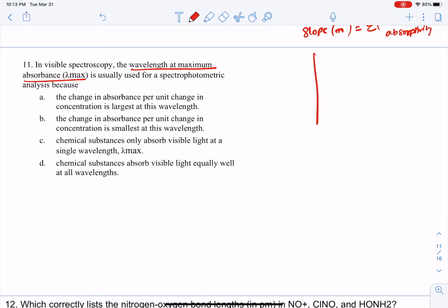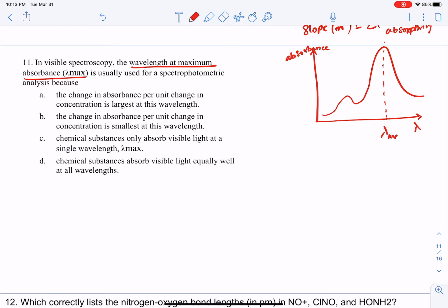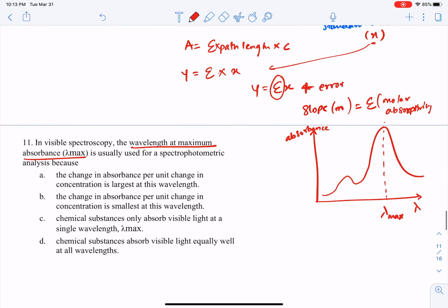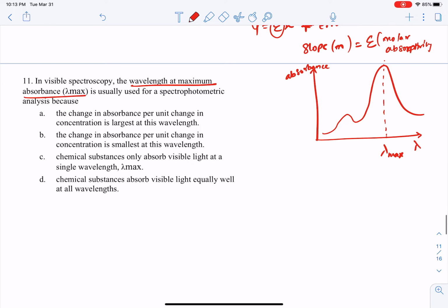What we are trying to do is measure the absorbance. The first thing we did to find the maximum wavelength was scan the wavelengths, and we are trying to find that wavelength, which was our lambda max. So the question is asking indirectly, why do we measure the absorbance at this lambda max? Think about it.